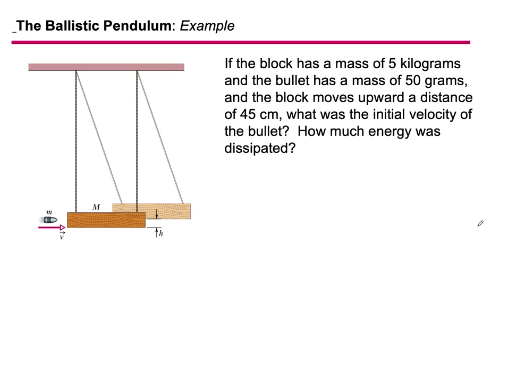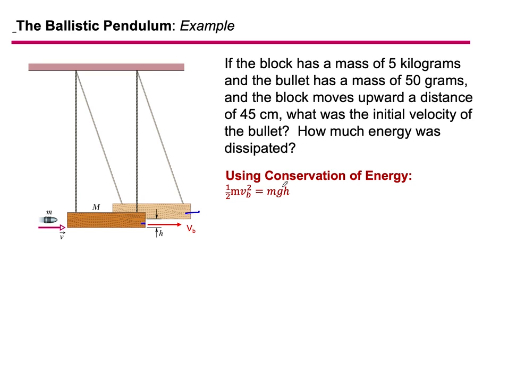Here's a quick example. If the block has a mass of 5 kilograms and the bullet has a mass of 50 grams, and given that the block moves up a distance of 45 centimeters, what was the initial velocity of the bullet? And then the second question, how much of the energy was dissipated in this collision? So first of all, working backwards, we're going to go from the height change that we know is here. It's going to go up from here to here. We can figure this out working backwards.